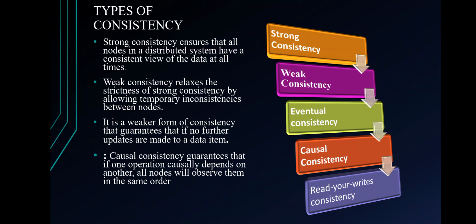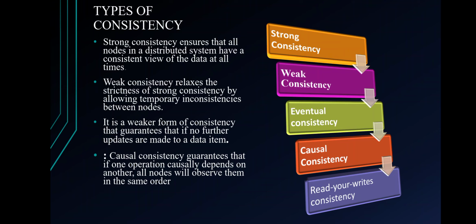And eventual consistency. Eventual consistency is a weak form of consistency. It comes from weak consistency and guarantees that, if no further updates are made to a data item, all reads will eventually return the same value. That is called eventual consistency. Causal consistency: one operation causally depends on another. That is called causal consistency, and it can read and modify the data.